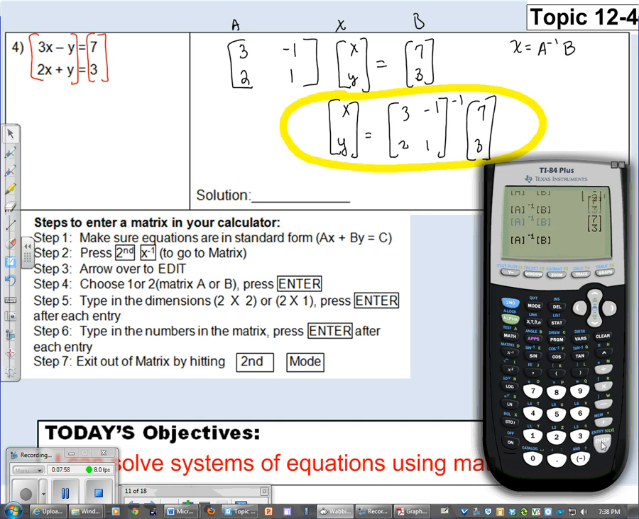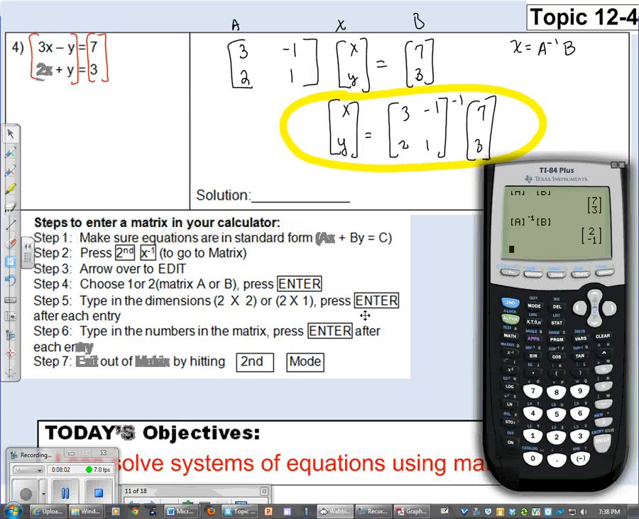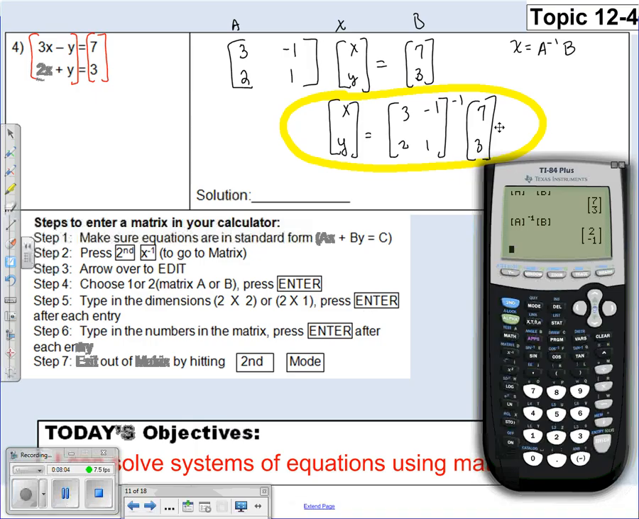Let's press enter, and we get that x and y is equal to 2, negative 1. So when these multiply, we end up with 2, negative 1. Top number is our x-coordinate, bottom number is our y-coordinate. And so the point that is on both of those lines is 2, negative 1.